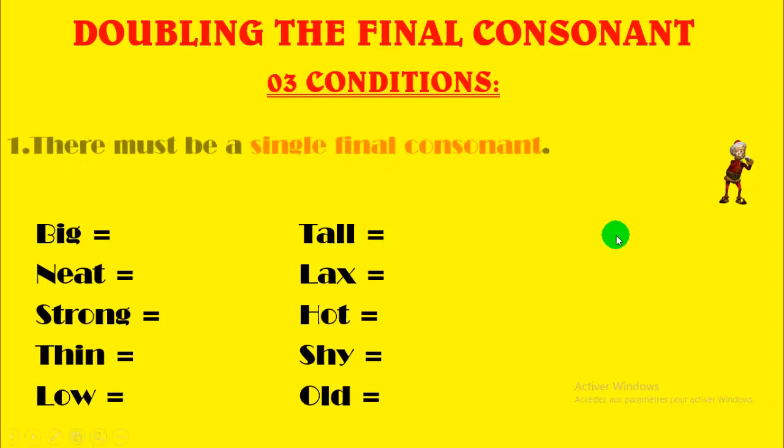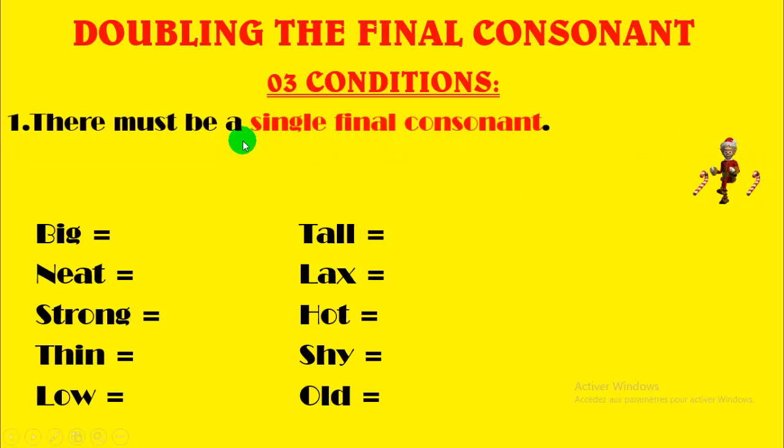Condition 1. There must be a single final consonant. Il doit y avoir une seule consonne finale. C'est le cas de big ici, une seule consonne. Ici, tall, on a 2 consonnes. Strong, on a 2 consonnes, N et G. Thin, on a une seule consonne, N. Low, une seule consonne, W. Old, on a 2 consonnes. Donc la règle élimine tous les adjectifs se terminant par 2 consonnes, on ne double pas. Donc une consonne, on double.